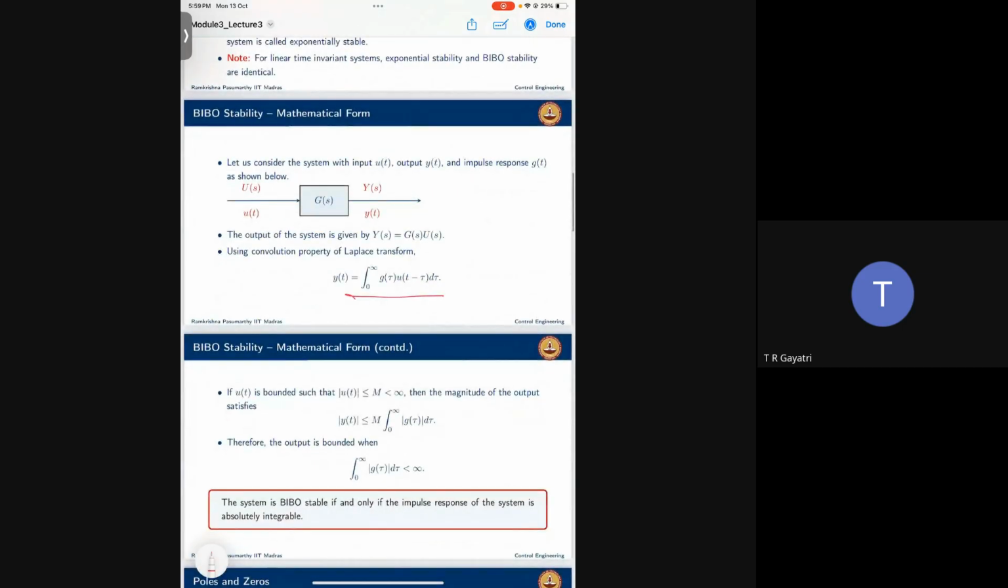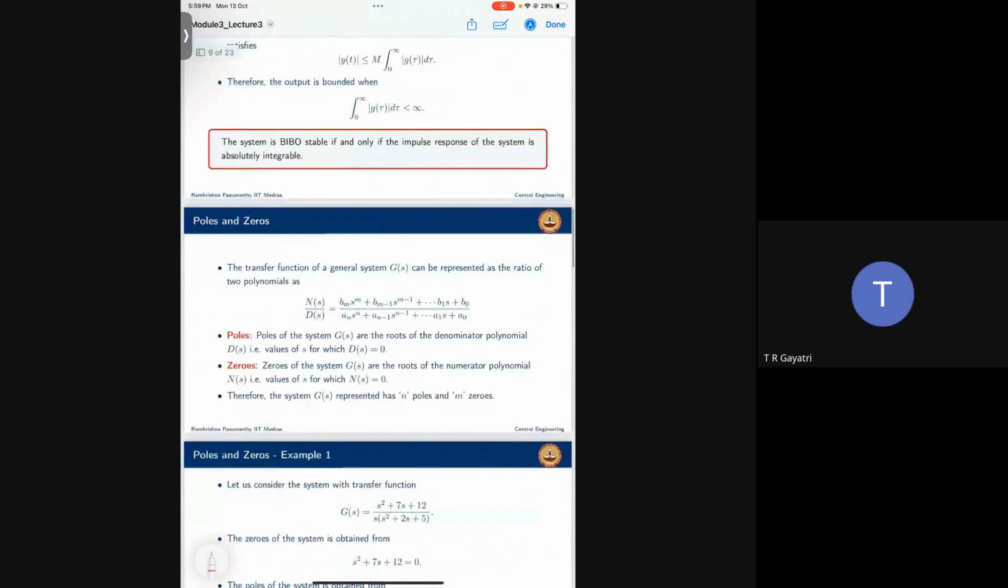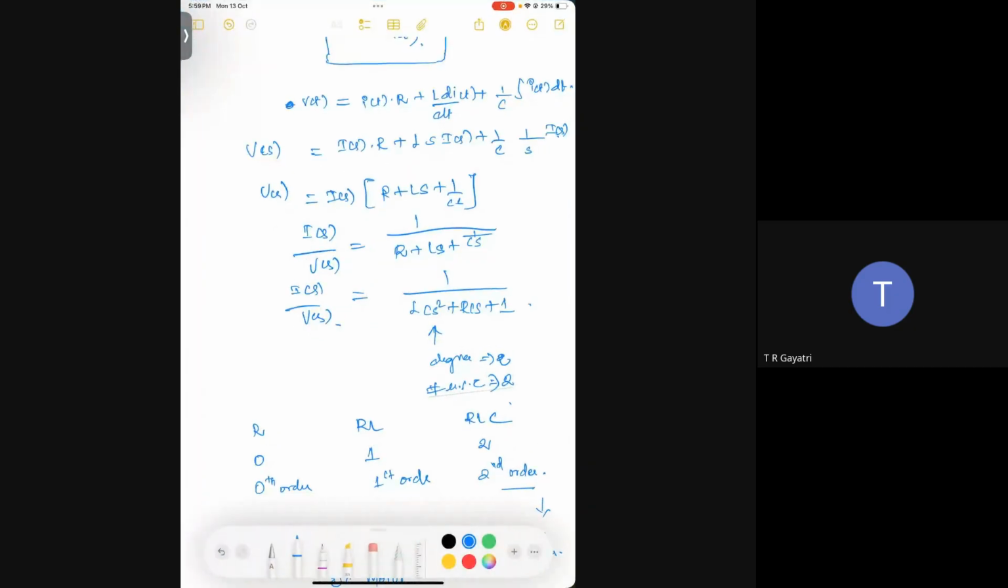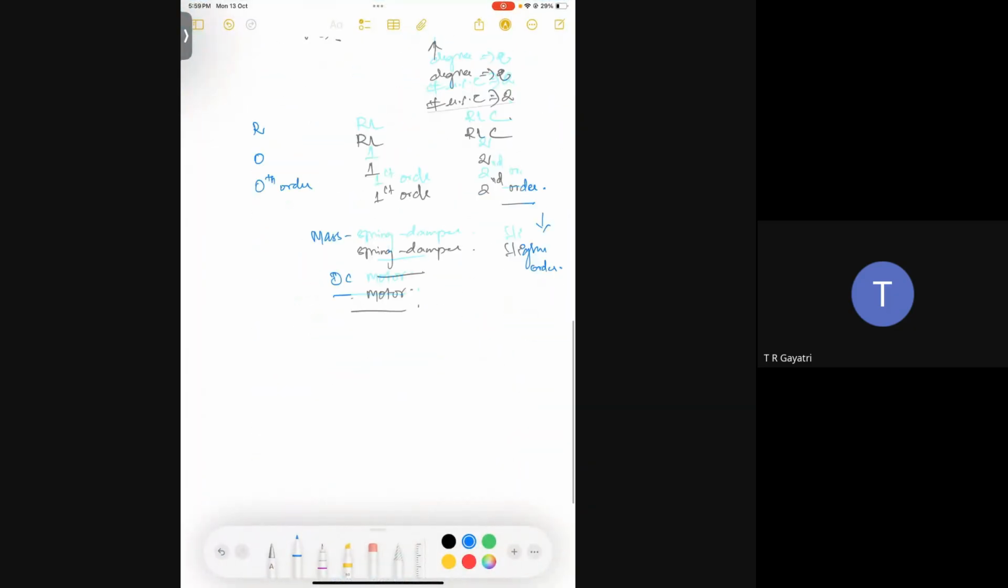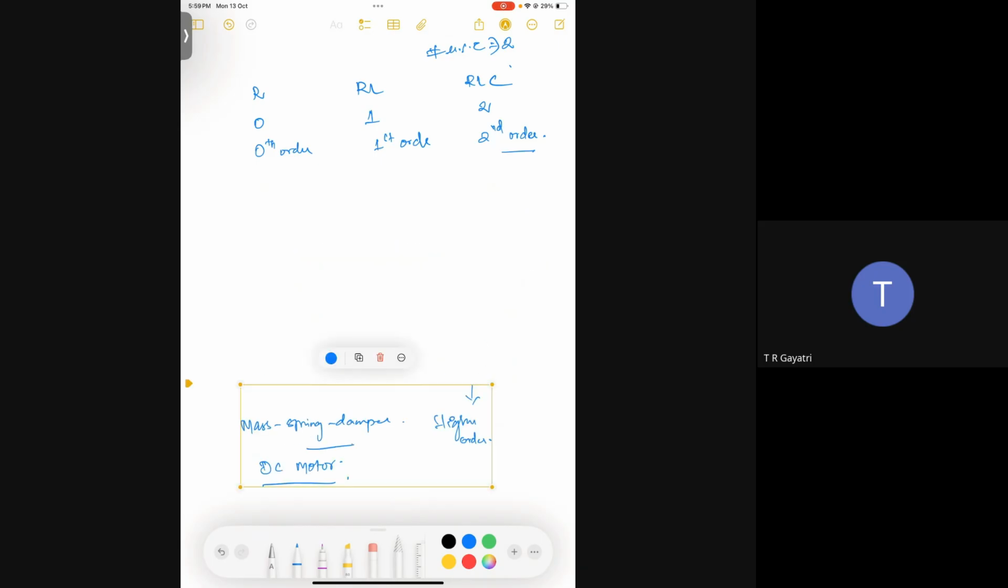So study this. It's a mathematical form of the BIBO stability and poles and zeros. So when I try to connect this concept, this is energy storage elements. This becomes the order.